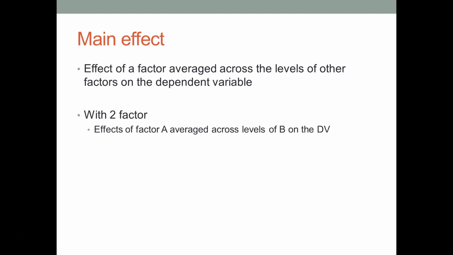The main effect of a factor is the effect on the dependent variable averaged across the levels of other factors. So with two factors, the effects of factor A are averaged across levels of B, and conversely, the effects of factor B are averaged across levels of A. And you'll also see that I go over that example in our other video for main effects and interactions.